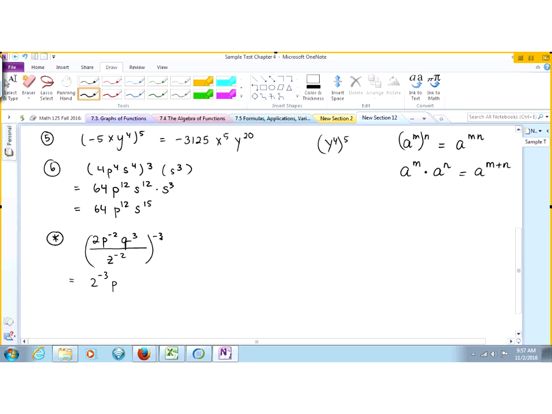P to the, so this is -2 times -3, so it is +6. That's right. What about here? Q to the -9. That's right. Divided by Z to the 6. Okay, good. So basically, we're raising each one of them to the negative power, which is fine. Or you could adjust this first and then raise it to the negative third power.